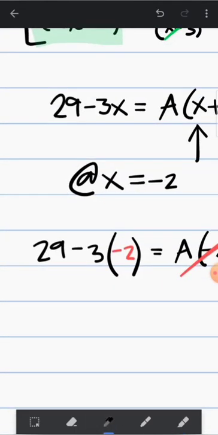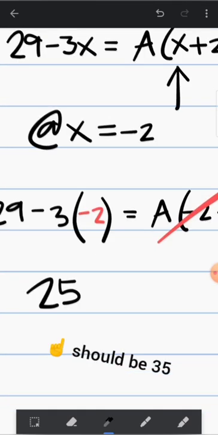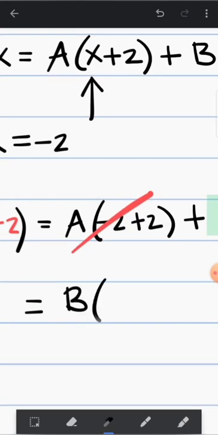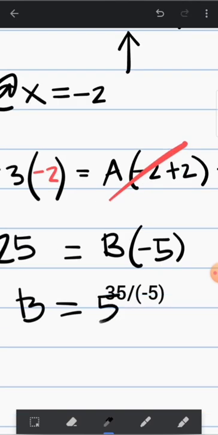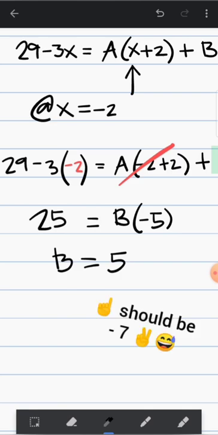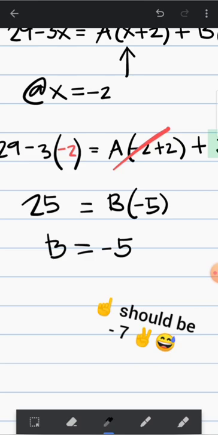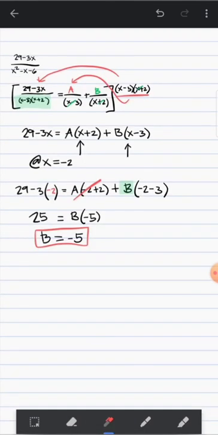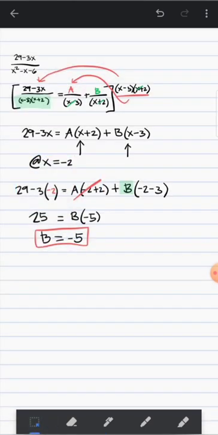So 29 minus negative 6, or positive 6, is 35... 29 plus 6 is 35, and that's equal to negative 2 minus 3, which is negative 5. And so b is equal to 25 divided by negative 5, which is negative 5, because negative 5 times negative 5 is 25. So now we've got our b. Next is to solve for the value of a.